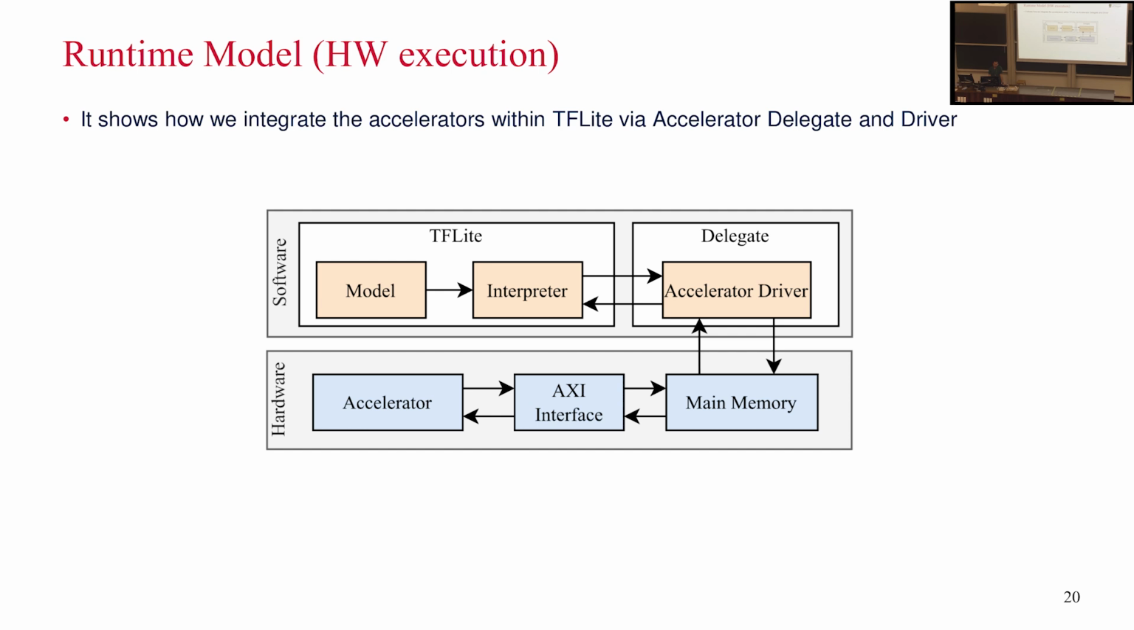So essentially, TF-Lite has an interpreter that gets the model, and the model is passed to the corresponding delegate, wherever we need to offload some computation, otherwise it's run on the CPU. And this driver interacts with the main memory of the device, and through the AXI interface is passing information back and forth to the accelerator, data and results. This is the execution model.